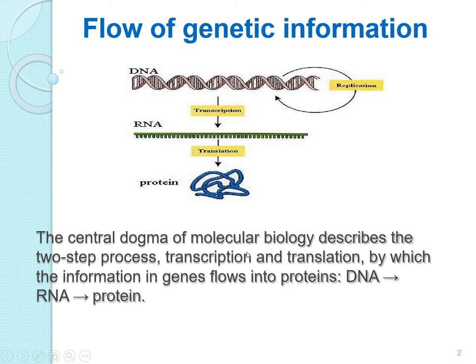The central dogma of molecular biology describes the two-step process, transcription and translation, by which the information in a gene flows into proteins. So DNA into RNA, RNA into protein. This is the central dogma of molecular biology, or the flow of genetic information from DNA to protein.